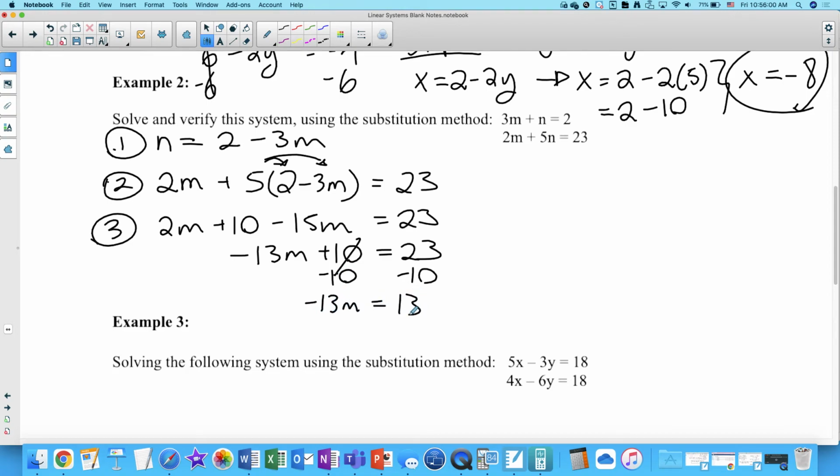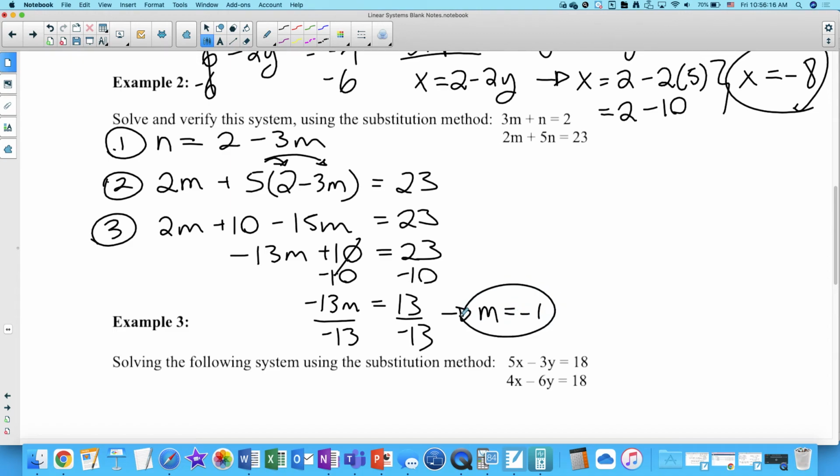And honestly, if you just know that if negative 13m equals 13, then m equals negative 1, you could just write that out, right? You don't have to show me every single little step. Okay, so we got m. Now we got to find n.